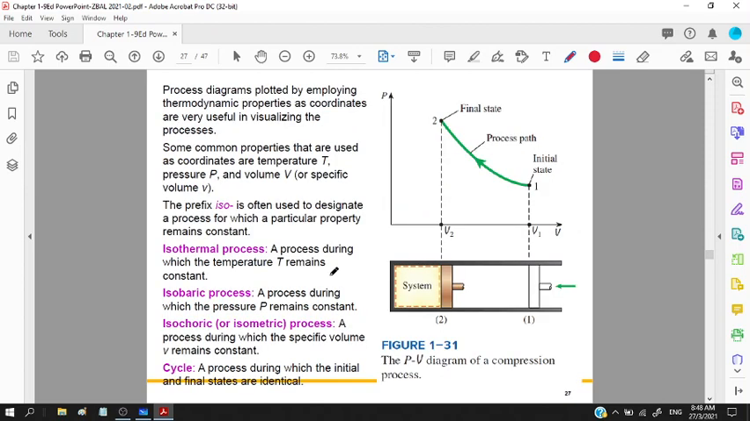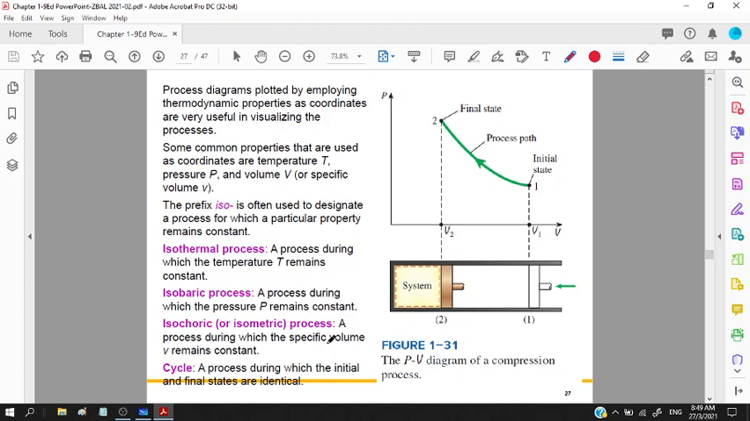So this is an example of the path. We have isothermal, isobaric, isochoric, and also isometric. Beginning with the word iso means that one parameter does not change. If isothermal, T constant; isobaric, P constant; isochoric or isometric, V constant. That is for process and path.